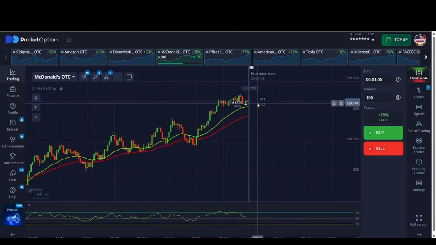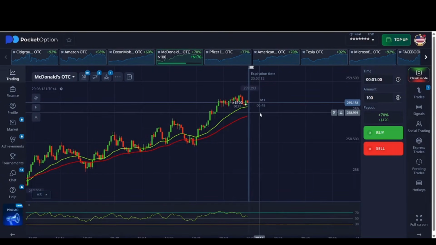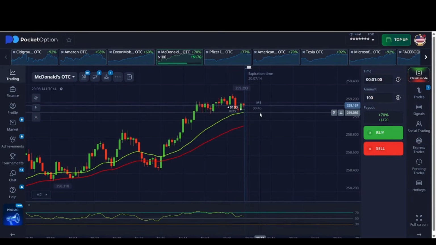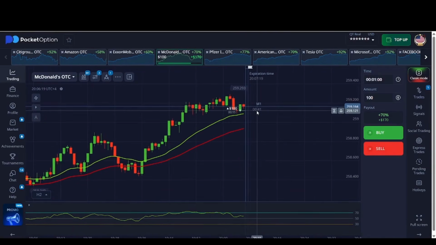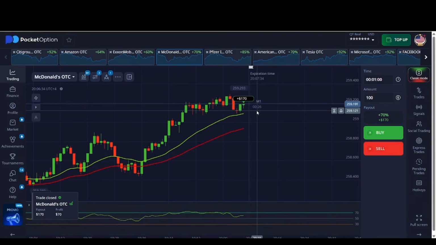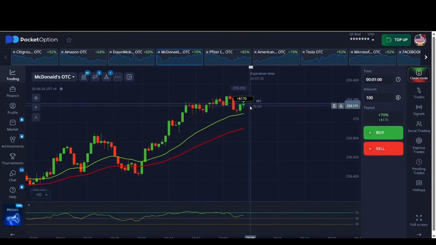Alright, the candle has already closed as a green candle, which means our strategy worked. However, we entered the trade a little late, so the trade was still running. Now there are just a few seconds left, and yes, we won the trade. As you can see, we won the trade, and both the moving average and the RSI worked perfectly together.